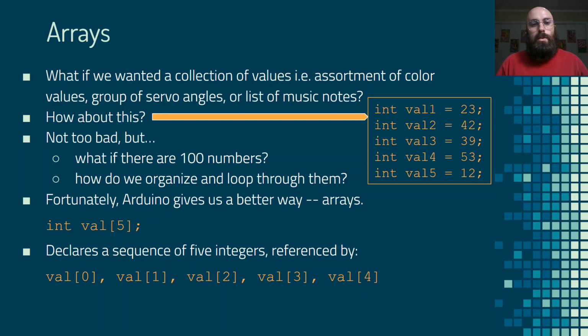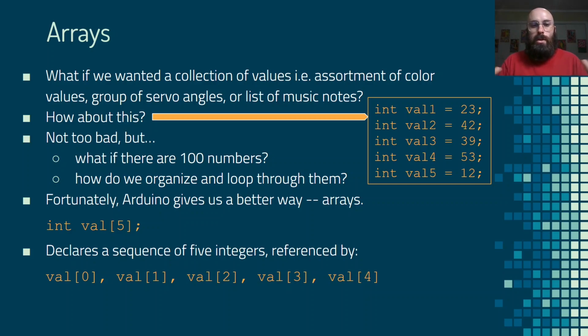So we could use them to collect an assortment of color values, a group of servo angles like we just saw, a list of musical notes. And basically what it prevents us from doing is having to do something like this, where we're defining a bunch of different individual variables, because this doesn't give us a great way to be able to loop through them or organize them and refer to them as a collection.